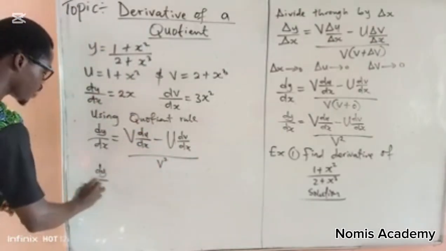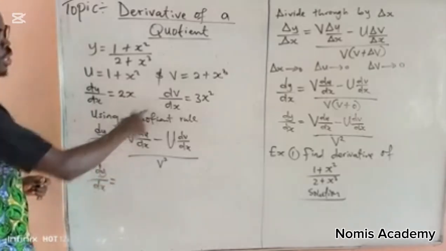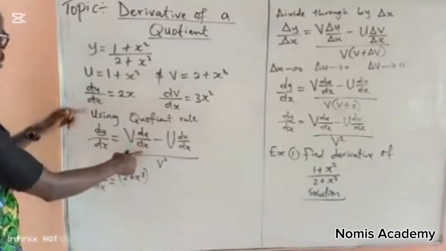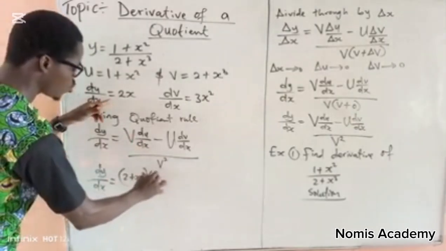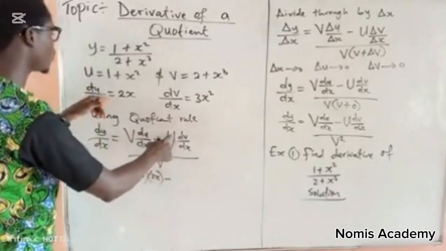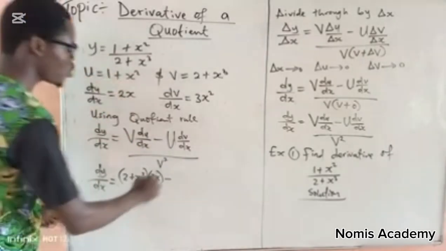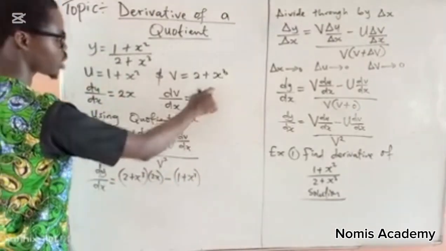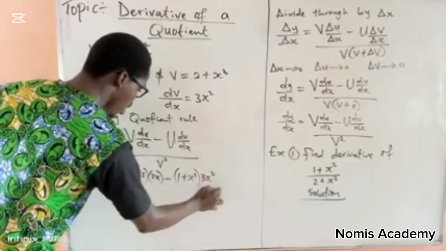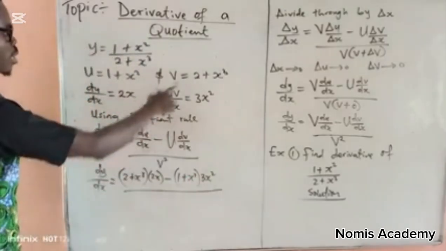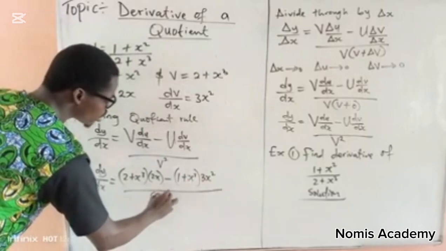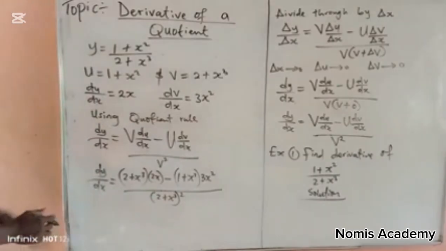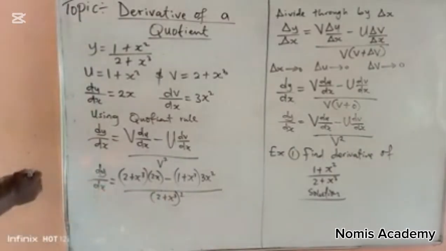Now dy over dx is equal to v, which is 2 plus x cubed, times du dx, the way we have it here, which is 2x, then minus u. Our u is 1 plus x squared, so we write 1 plus x squared, and then dv dx is 3x squared. All over v squared, we have v to be 2 plus x cubed, so we write a square. Okay, from here, we can now simplify the problem.